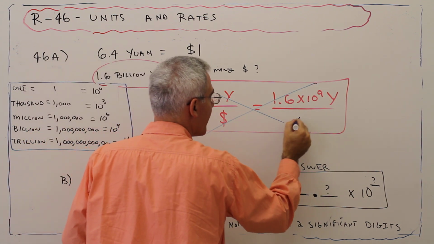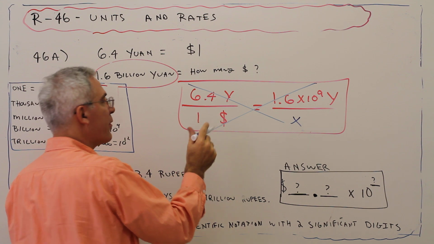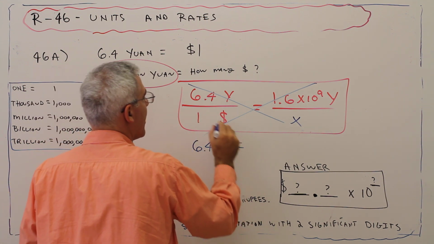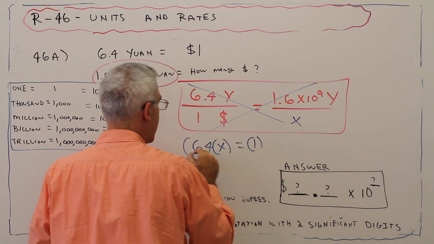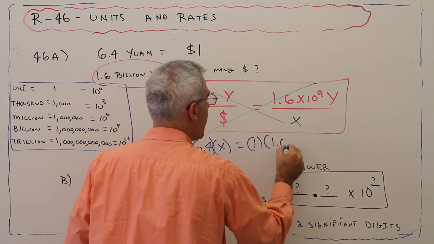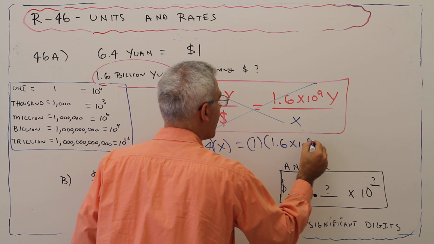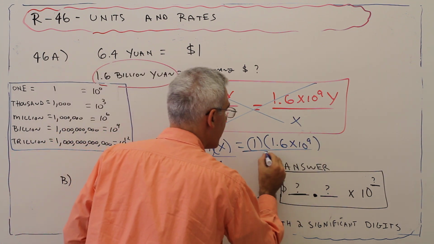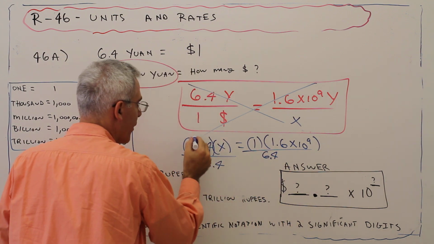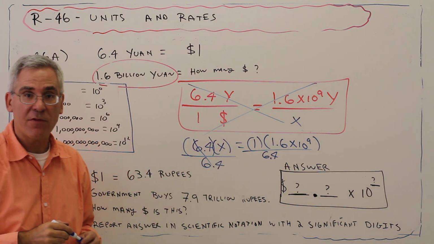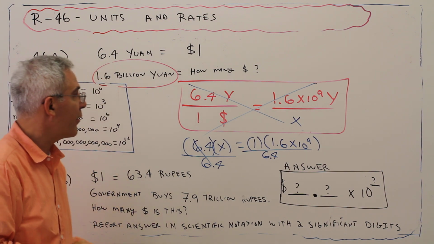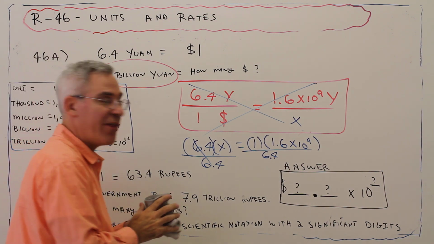So if you want, you can call this x. I'll just use the numbers now. 6.4x equals 1 times 1.6 times 10 to the ninth, and then just dividing by 6.4, dividing by 6.4, and you can see you get the same end result. Okay, so there's two different ways of doing it. I prefer the first method. I think it's more intuitive.